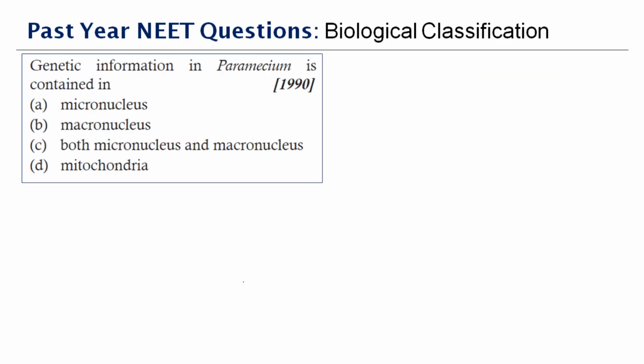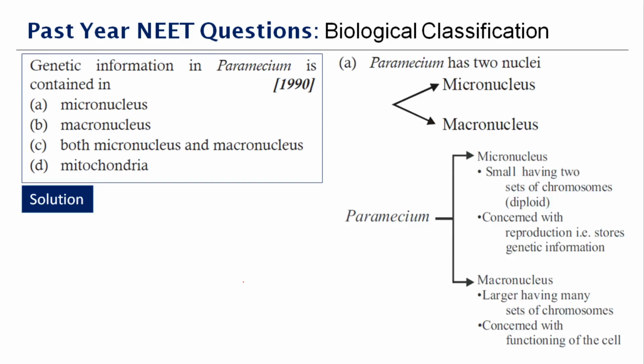Next question here. Genetic information in paramecium is contained in dash. So what is this amoeba, paramecium and all that? They're all protozoans, right? So here I will show you a diagram. Paramecium has two nuclei. One is micro and the other is macro. So when it comes to micro, it is small, having two sets of chromosomes, which means they are diploid. They are concerned with reproduction, that is, they store the genetic information.